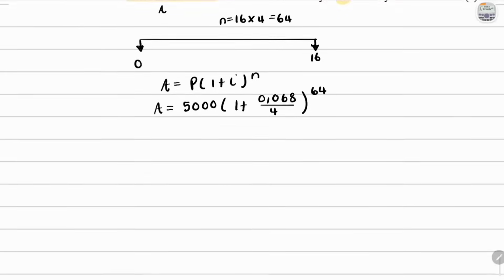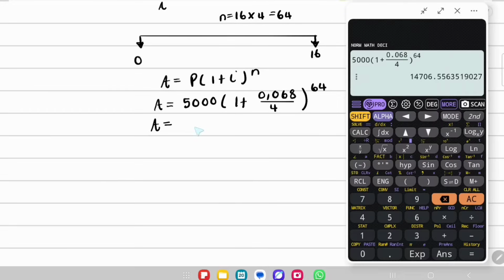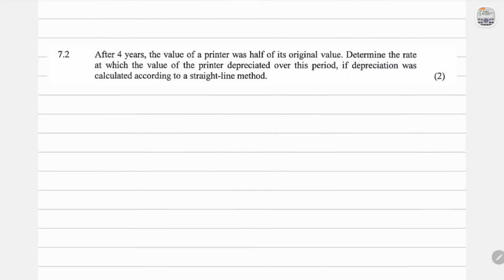Okay, so we'll just put this on our calculator and find out how much will be in Mary's account. Okay, and we get 14,706 Rand and 56 cents. So that is the answer to this question.